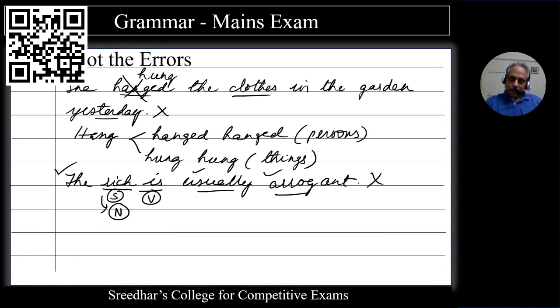When we use an adjective as a noun, there are two things you have to keep in mind. One, we have to use a definite article, the, it is there. Second, we should use a plural verb. Is is not a plural verb, it is a singular verb. So what is the correct sentence? The rich are. Plural verb is are. The rich are usually arrogant. Now one example related to adverbs.